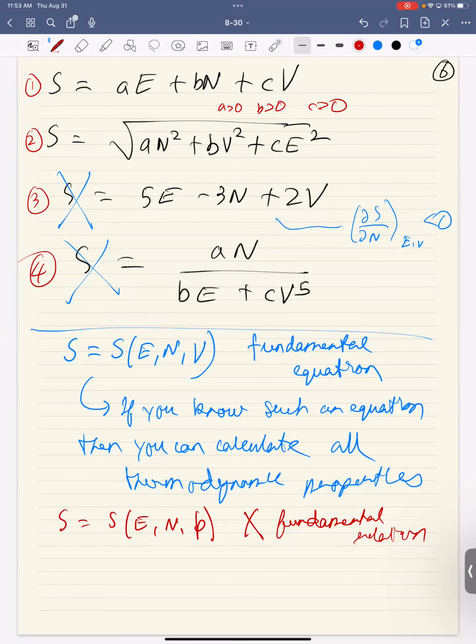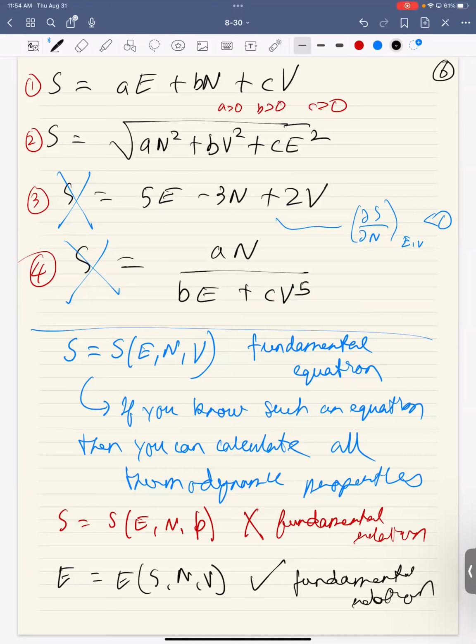Why is this a fundamental relation? Because Callen's postulate tells us that macroscopic states are completely characterized through the knowledge of E, N, and V. Callen's postulate does not tell us macroscopic states are characterized by E, N, and P. It's E, N, and V. That's why this is a fundamental relation. Later on, quite soon actually, we will see that E as a function of S, N, and V is also a fundamental relation, and we will derive a bunch of them. Does anyone already see why that might be a fundamental relation? Why?